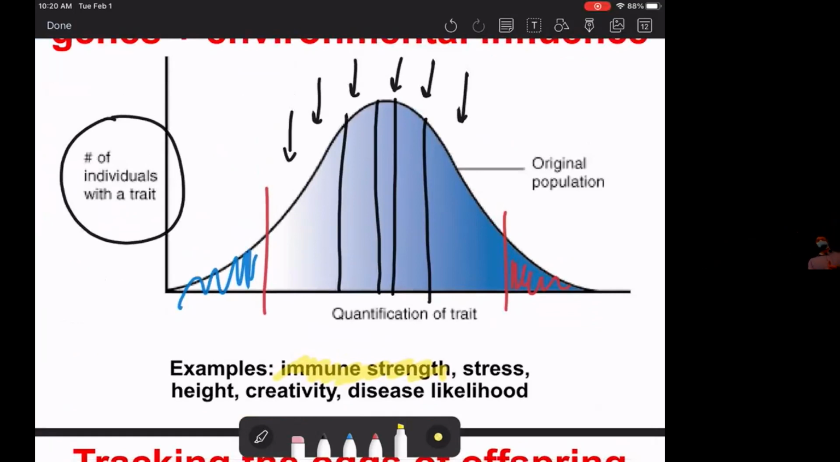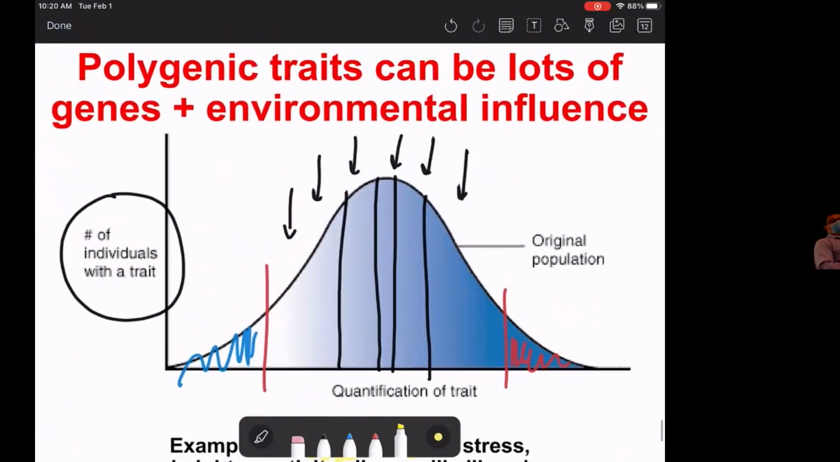This can get all kinds of different stuff on here. So polygenic is something that in a typical exam, I'll ask, which of the following traits is, or maybe is not, a polygenic trait, right? This is where I'll use my examples.